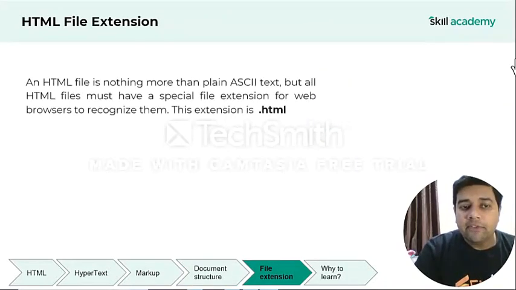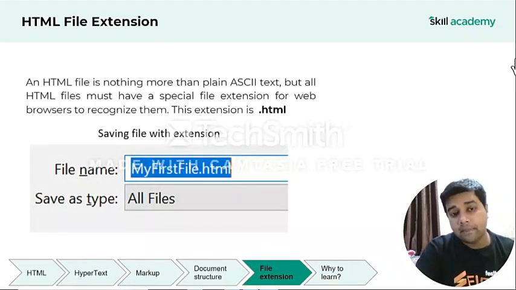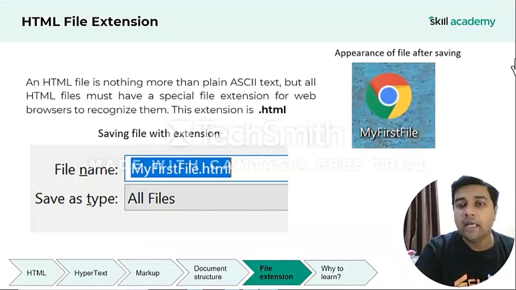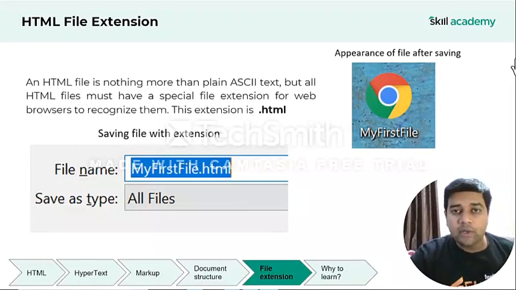An HTML file is nothing more than plain ASCII text, but all HTML files must have a special file extension for web browsers to recognize them. And this extension is .html. That means whenever you are going to design a web page, you are going to create a file. And how are you going to save that file?